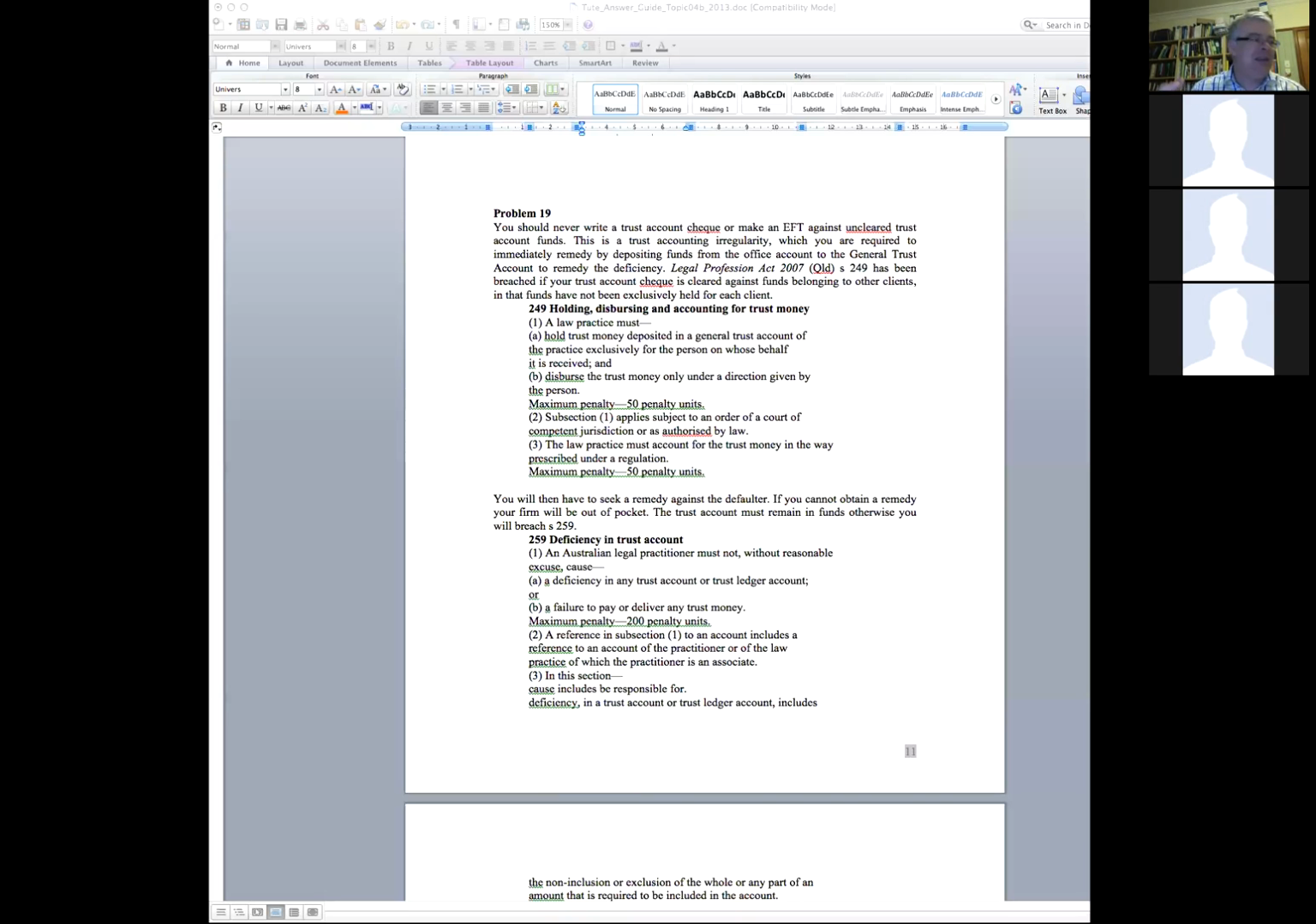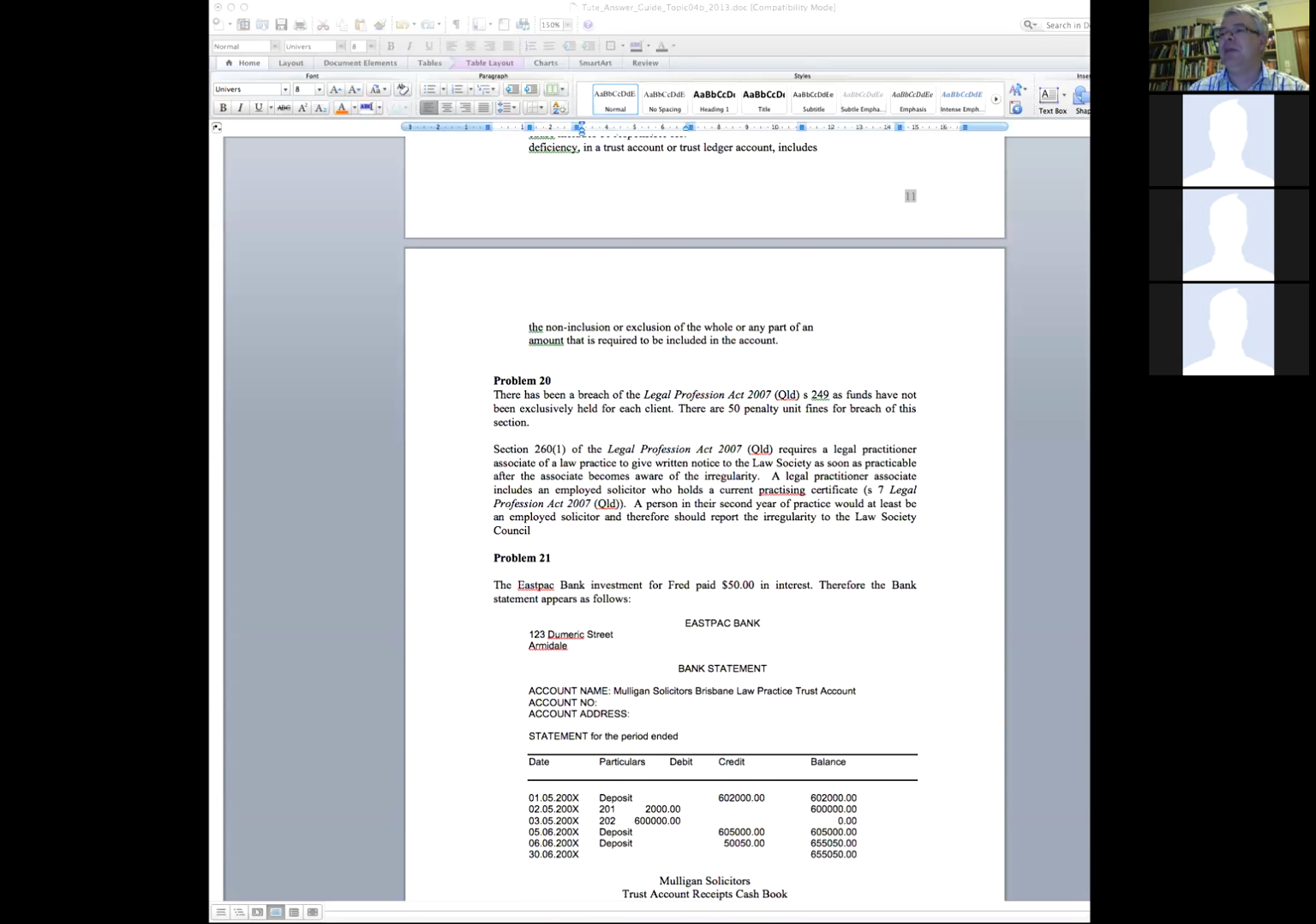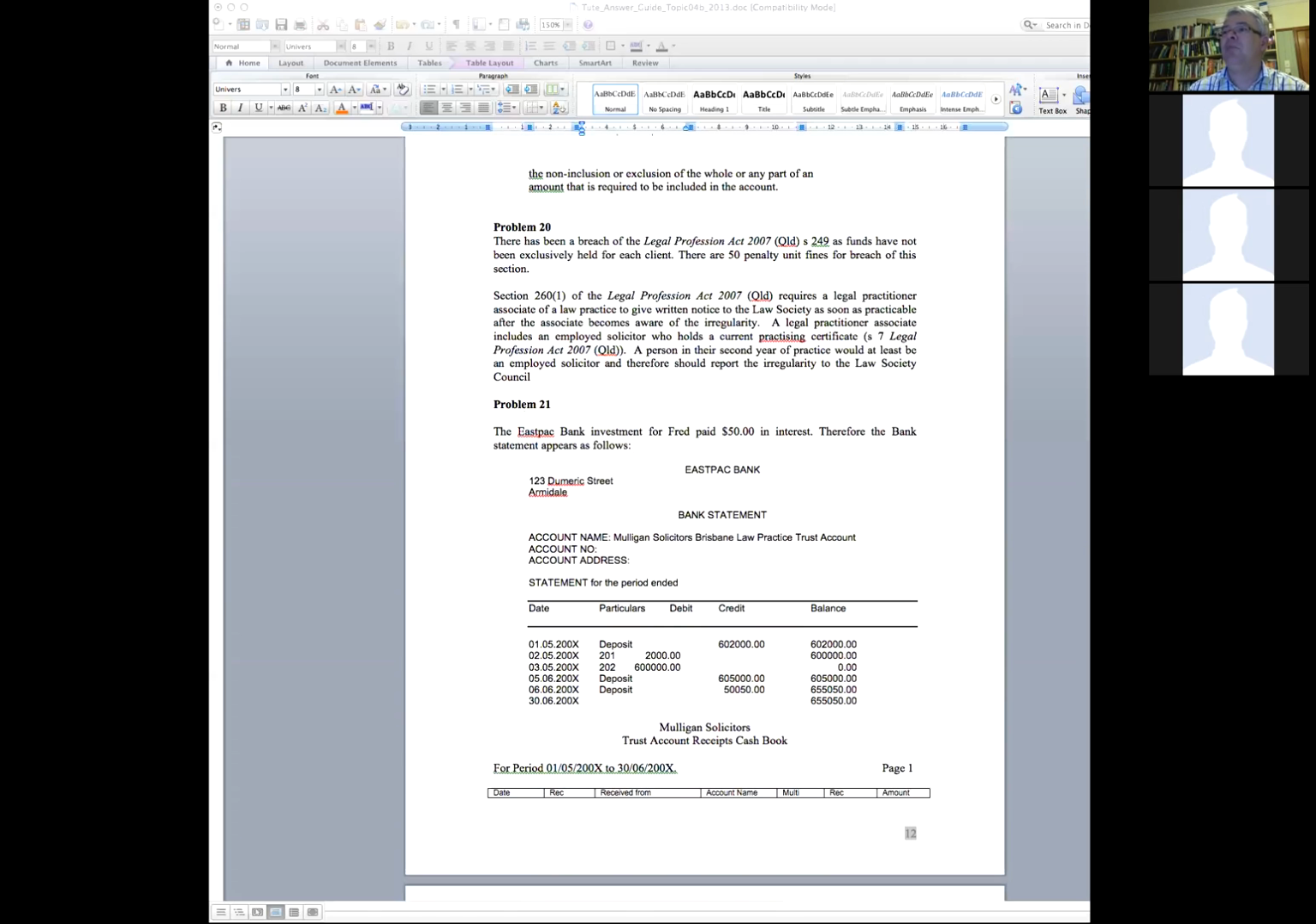Because you fear that you're going to lose your job, because you're going to point out that there's potential fraud going on. It might be one of the partners doing it. Who knows? But you've got to disclose it. You've got to tell the practitioner, the partners in the firm, and you've got an obligation to the Law Society as well. It's statutory. So you can see here, there's been a breach of Section 249.